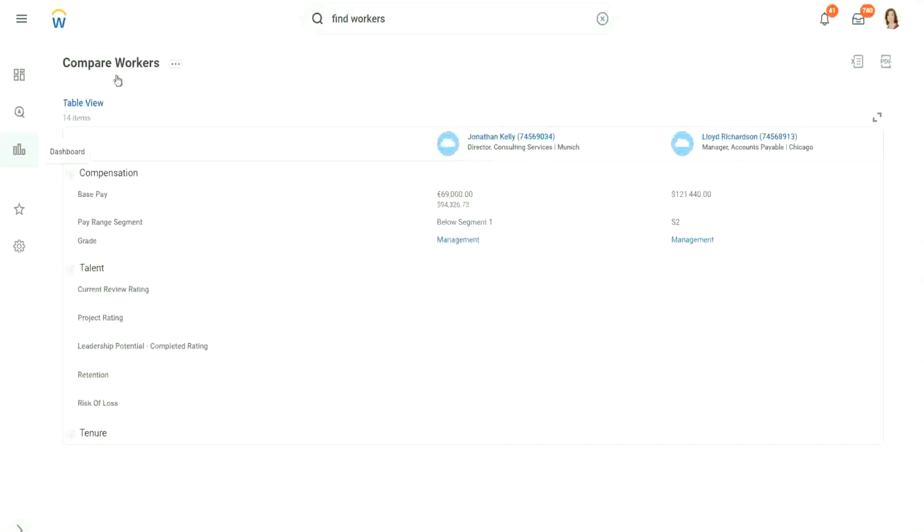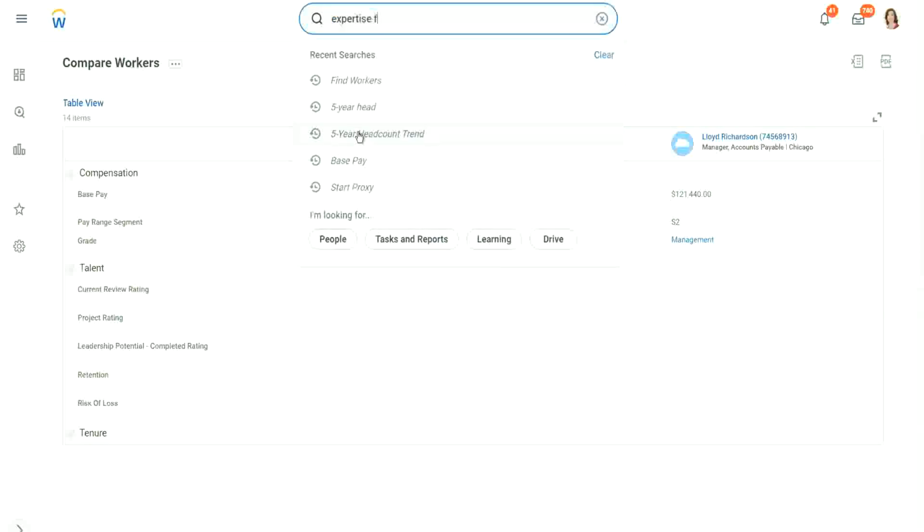You see here that this report, the Find Workers report, what does it do? It allows you to filter on certain criteria and you are able to narrow it down to a certain group of workers. There is another standard report for this, Expertise Finder. Here it is.